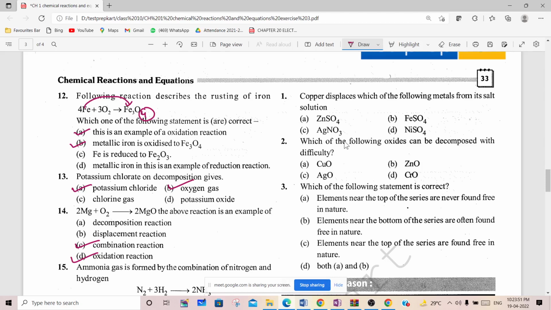Yes, I'm waiting for response. Copper will displace only from the less reactive element, AgNO3. Yes, when the copper is more reactive as compared to the one, right? So you have to refer to the reactivity series. Okay, which of the following salts can be decomposed with difficulty?